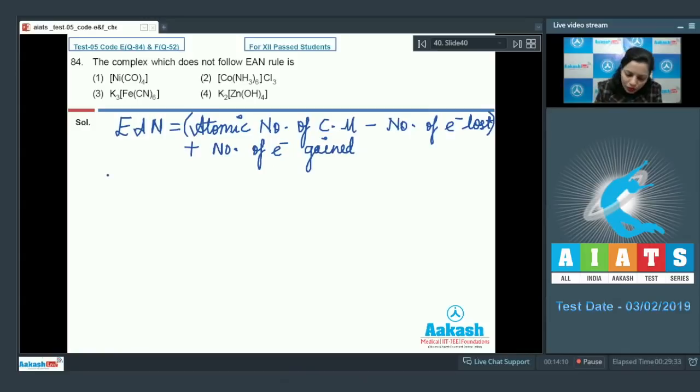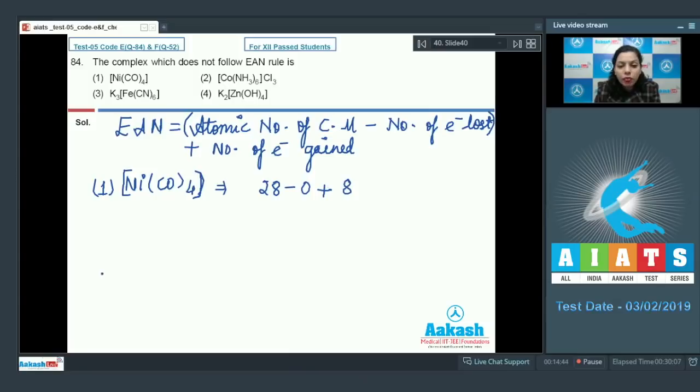From the ligand only. So for the first complex, suppose I'm talking about Ni(CO)4, nickel carbonyl. In this complex, the atomic number of nickel is 28. Ni is present in 0 oxidation number, so no electron is lost. So it's 0 plus 4 CO, and a total of 8 electrons it is gaining from the carbon monoxide ligand. So it would be 36. For the 3d series, the effective atomic number should be 36, and that's why this 36 is here. It means it is following EAN.